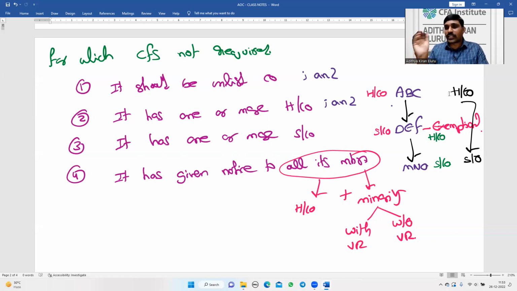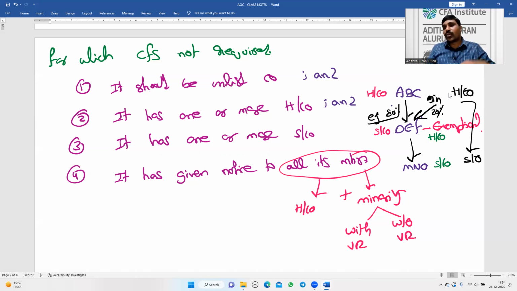Now I am talking about exemption to DEF. In addition to ABC, there will be some other shareholders also in DEF, minority shareholders. For example, ABC is holding 80%. Who are holding the other 20% shares in DEF? That is called minority shareholders. Okay, ABC is holding an 80% stake in DEF, so the other 20% is called minority shareholders.